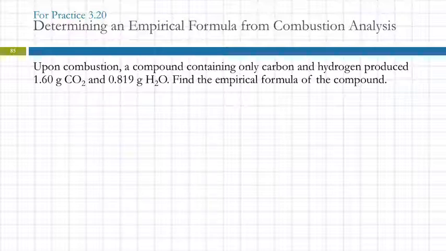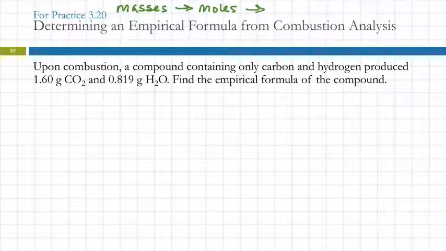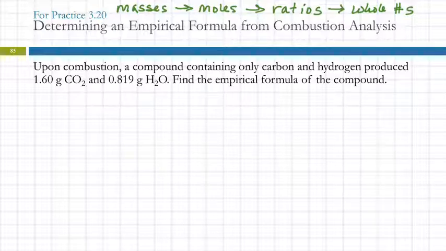So I'm going to make a little cheat sheet up here. You start with masses. You convert the masses to moles, and then you make ratios. And then sometimes you need to multiply to get whole numbers. That's just kind of steps. That's not a path for dimensional analysis. Kind of looks like that, but I don't know.